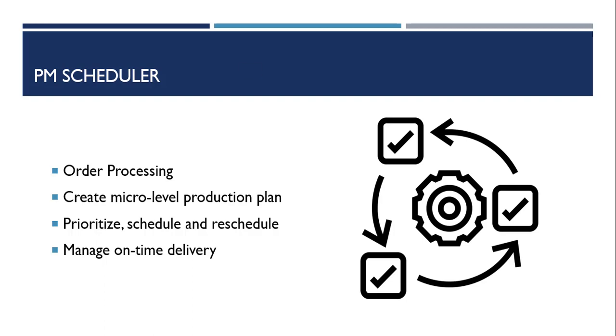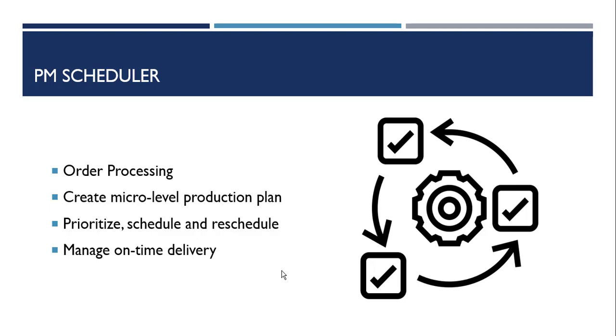Now, the overall things PM Scheduler offers: order processing. Right from the reception of the order from the customer to the delivery of the product to your customer, the order can be processed. Based on the process route of a product, a micro-level production plan can be generated. Examine the capacity of available resources and plan every single minute of your machine. Based on the order priority, you can schedule, reschedule, and adapt to the dynamic market demand.